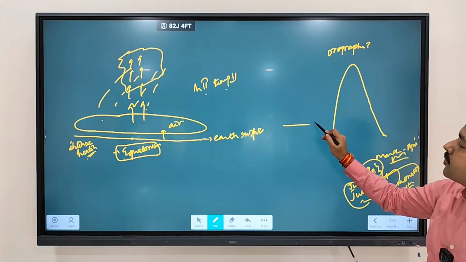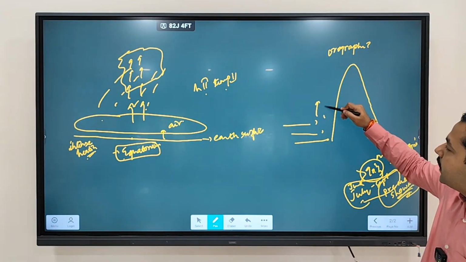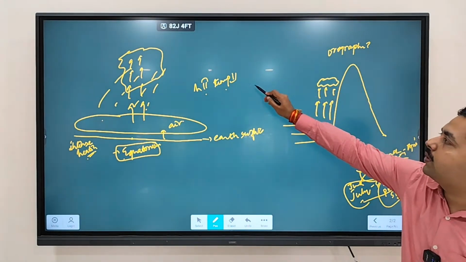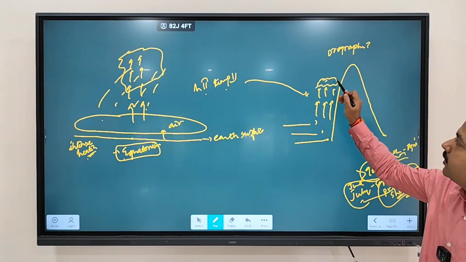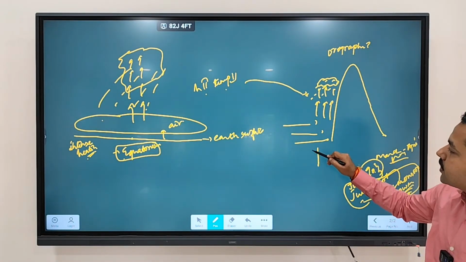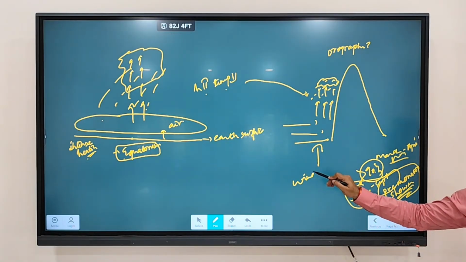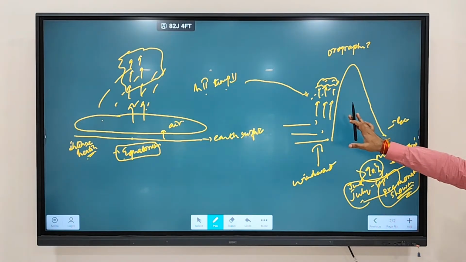So just now we discussed moisture-laden wind. If it comes, what will happen? It will get blocked. As a result, it will be forced to rise up. As you go up, what will happen? Temperature will decline. When temperature declines, we'll see rainfall. We discussed this side of the mountain is referred to as the windward side, while this side of the mountain is referred to as the leeward side. Clear? So such type of rainfall is referred to as orographic rainfall.